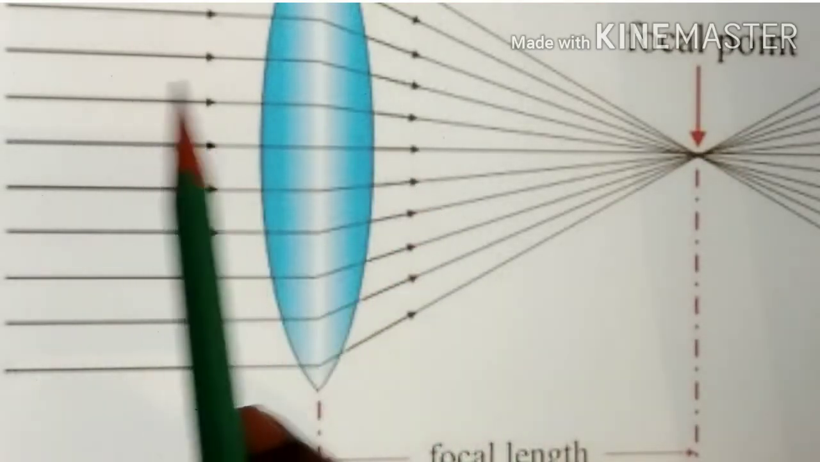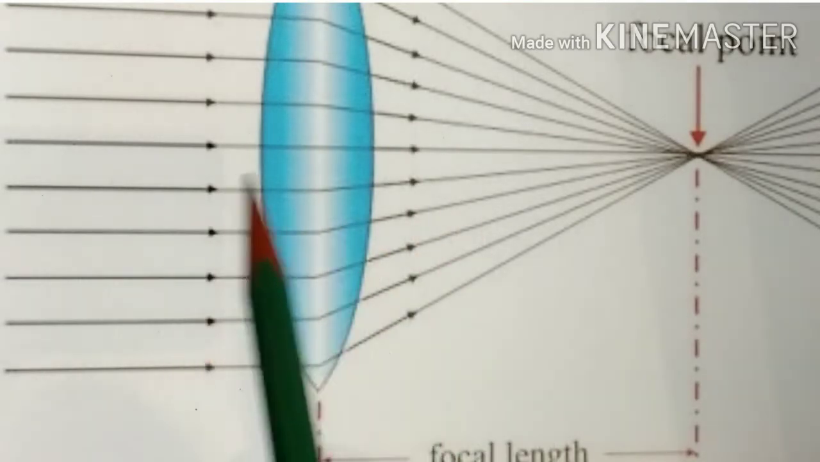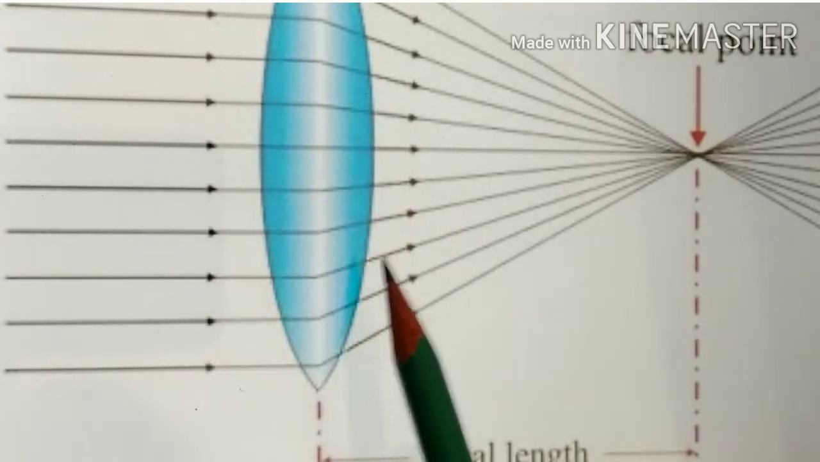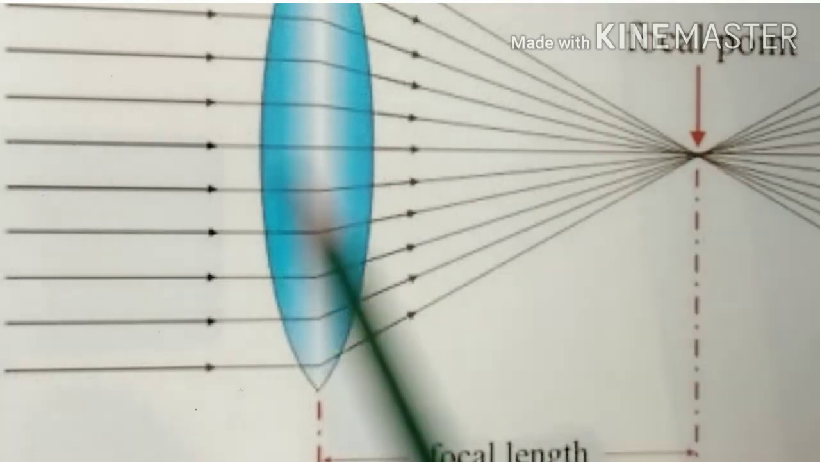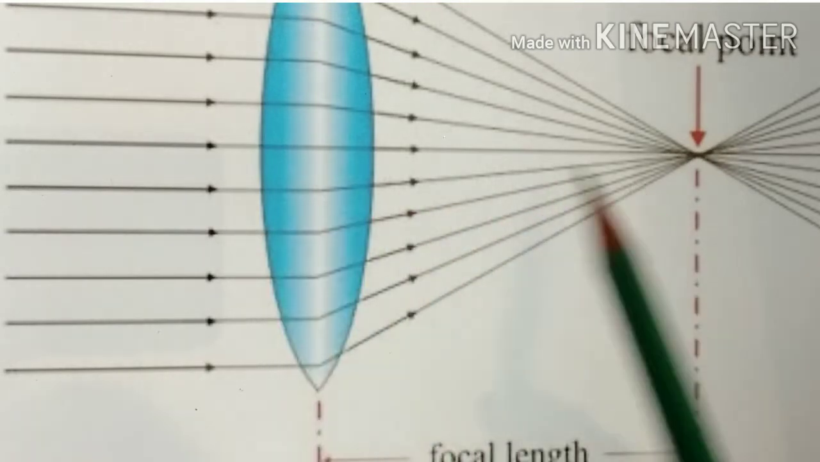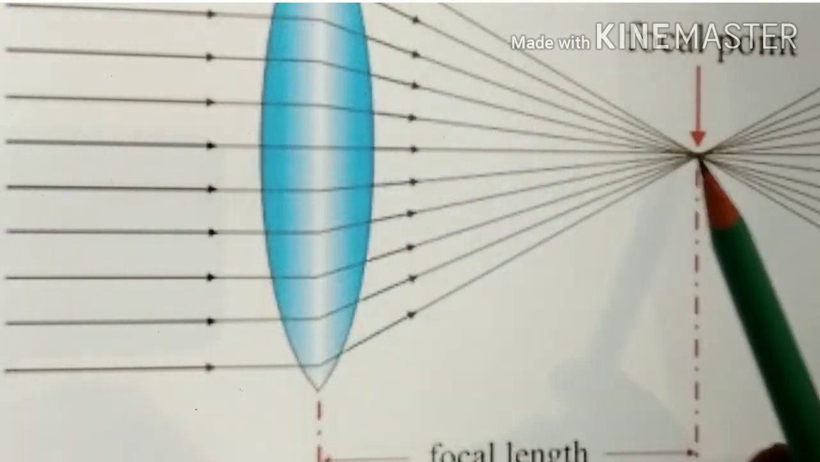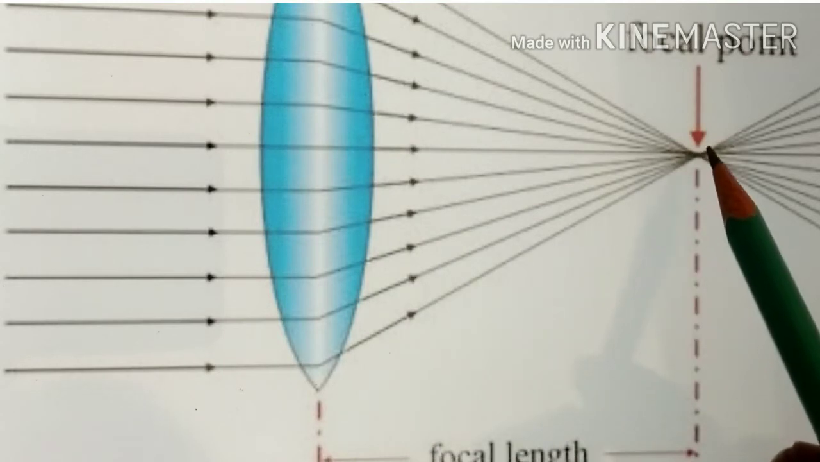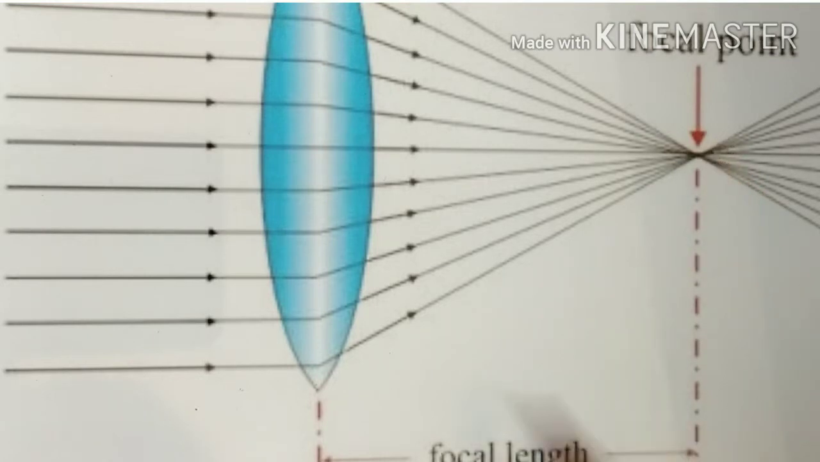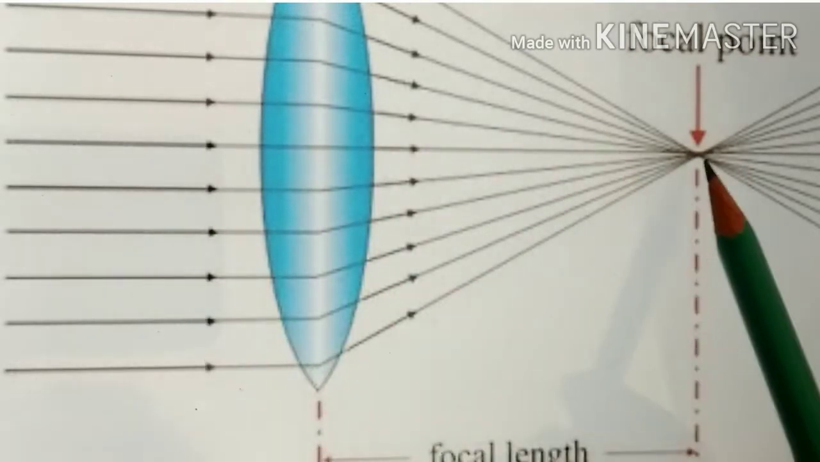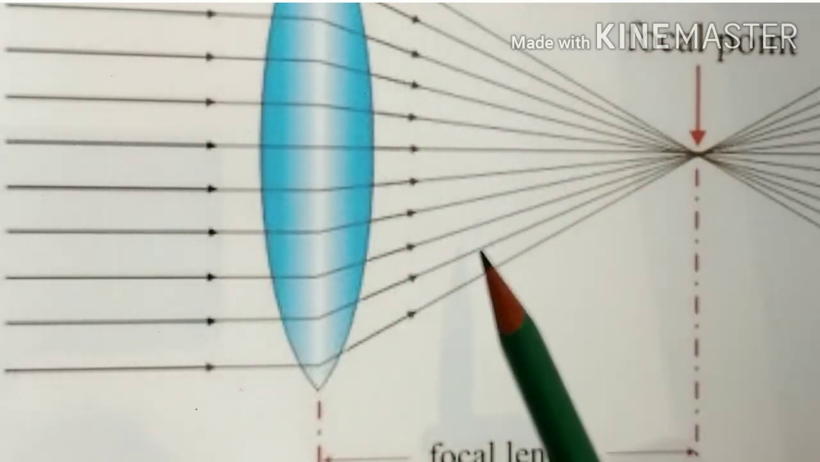Listen here. When the parallel beam of light rays is allowed to pass through the convex lens, at a particular point all the rays will meet here. Converged here. So this point is called the focal point or the principal focus. After refraction, it will meet in one particular point. This principal focus to the center of the lens is called the focal length. All the light rays are converging here, so it is called the converging lens.